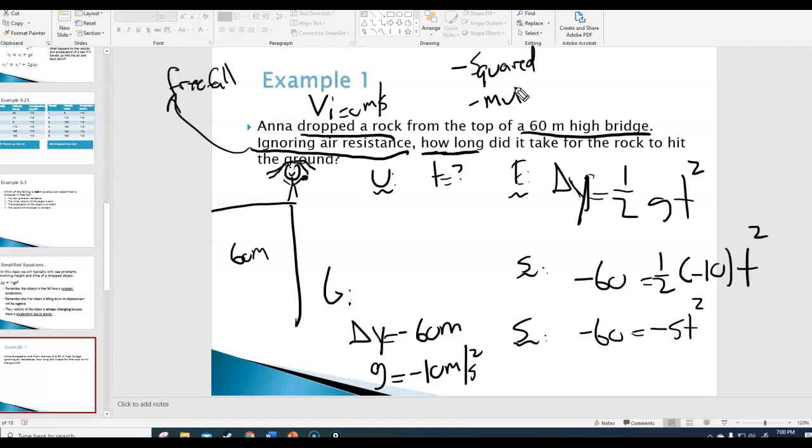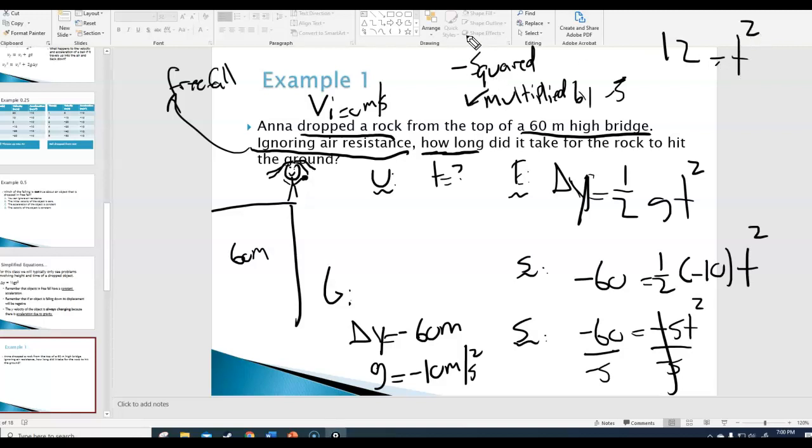And number 2, it's being multiplied by negative 5. Okay, so I need to undo these things, and I need to think SADMEP, PEMDAS backwards. I don't have anything to subtract, add, or multiply, but I can divide by negative 5, because dividing by negative 5 is going to undo multiplied by negative 5. Notice how the negative 60 divided by the negative 5, those negative signs cancel out. So negative 60 divided by negative 5 is 12.